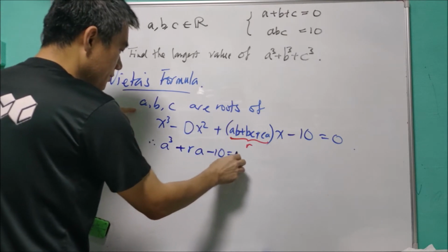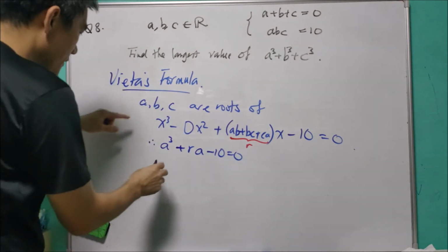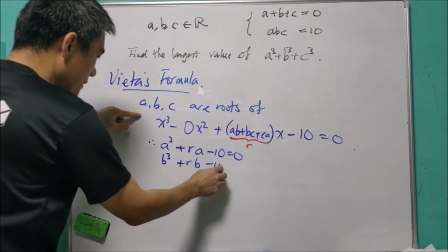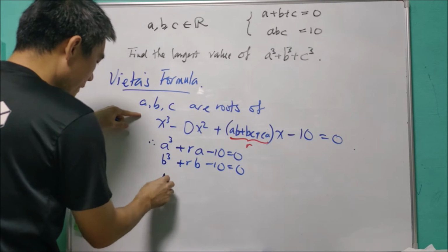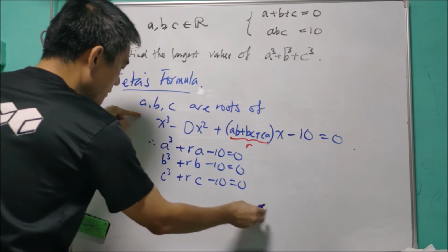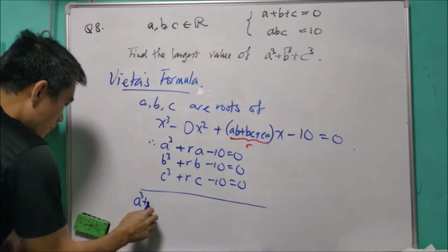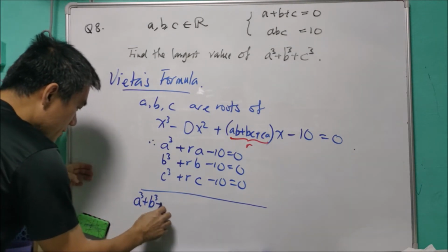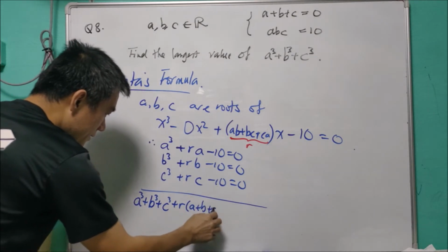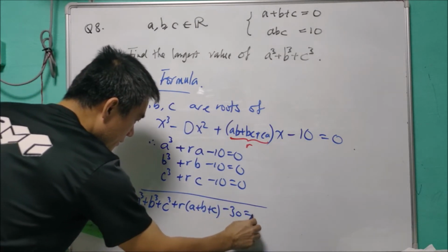minus 10 equals 0. Similarly, sub x as B: B cubed plus RB minus 10 equals 0. C cubed plus RC minus 10 equals 0. We can take the sum. We have A cubed plus B cubed plus C cubed plus R times (A plus B plus C) minus 30 equals 0.